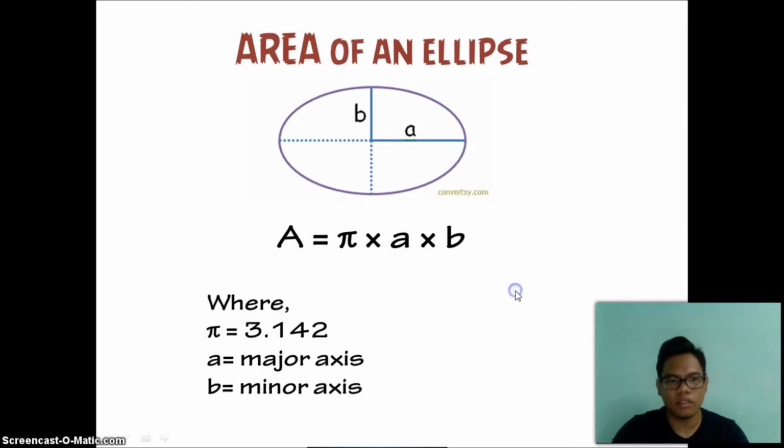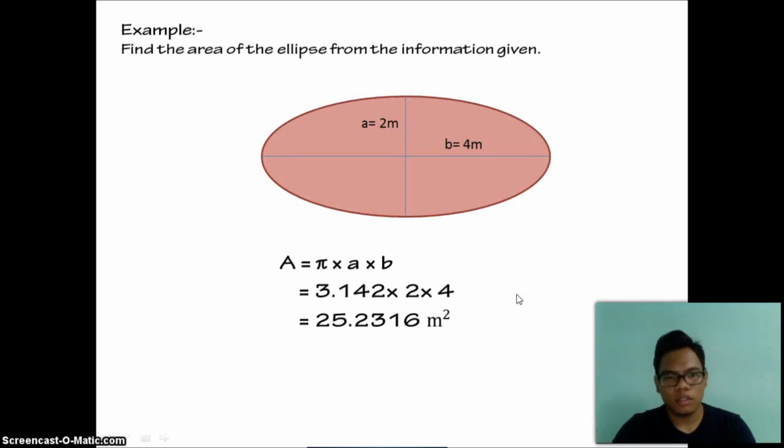Okay, let's go to the example. Find the area of the ellipse from the information given. There's a diagram here and the information being given. Just like before, a equals 2 meters while b equals 4 meters. Substitute into the formula for the area of an ellipse: pi times a times b.